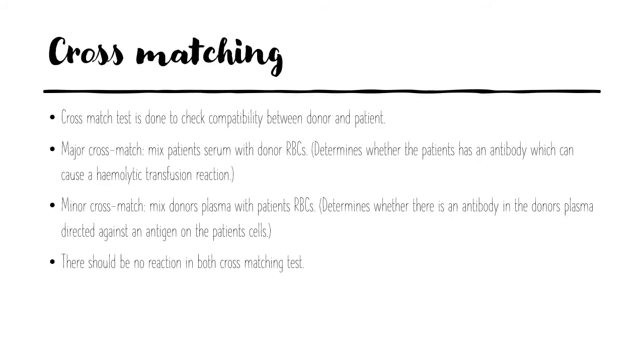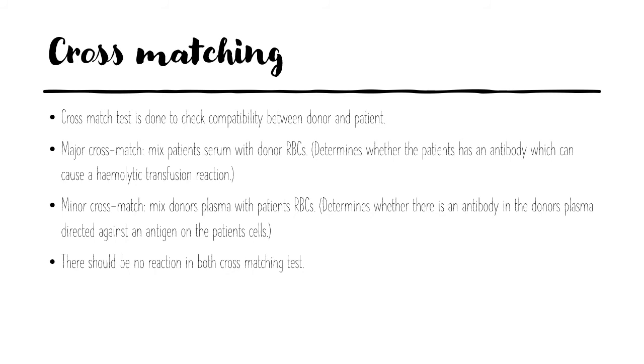Now we will be studying the cross matching. Cross matching test is done to check the compatibility between donor and patient. There are two tests. First is a major cross match and second is minor cross match. Mostly or widely a major cross match is done routinely. It is done by mixing the patient's serum with donor's RBCs. This determines whether the patient has an antibody which can cause a hemolytic transfusion reaction. So here antibody from the patient is tested.